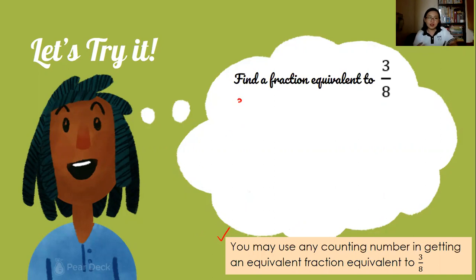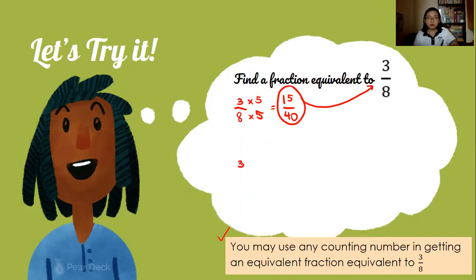In this case, I will be choosing 5. You may use other numbers if you wish to. So let's have 3 times 5 is 15. 8 times 5 is 40. 15 over 40 is one equivalent fraction to 3/8.